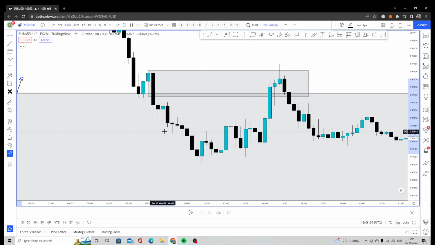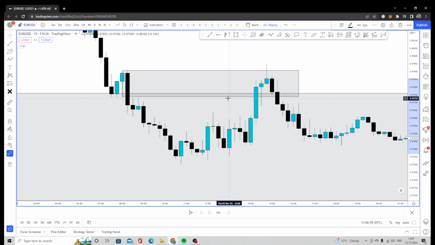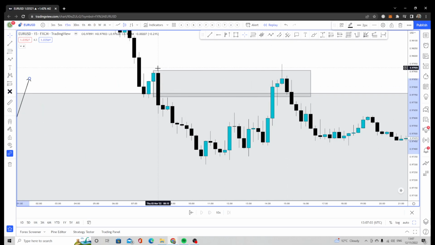But what's interesting, or at least it's interesting for me, and it's something that I really need to see now, and before I would have been happy just seeing the high get taken, then I would have got involved. But I have to see, whenever we come back up into this supply zone on the 15-minute chart, some sort of exchange, a battle between the buyers and the sellers.